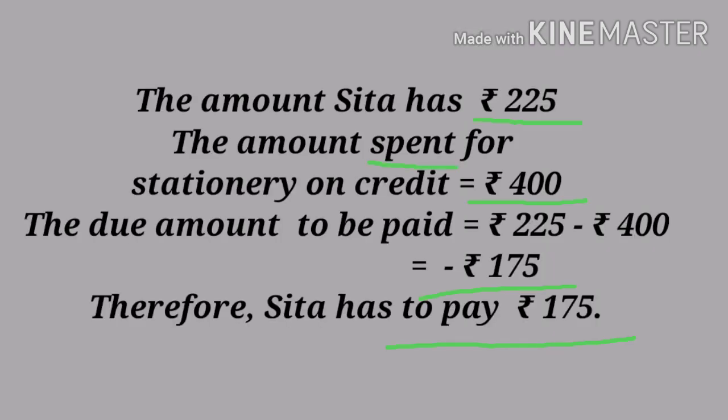Let's write down. The amount Sita has is rupees 225. The amount spent for stationery on credit is rupees 400. The due amount to be paid is equal to 225 minus 400. From the note discussed earlier, if two integers are of different sign, we have to subtract the smaller value from the larger value and put the sign of the larger value. That is 225 minus 400 gives minus 175. Therefore, Sita has to pay rupees 175.